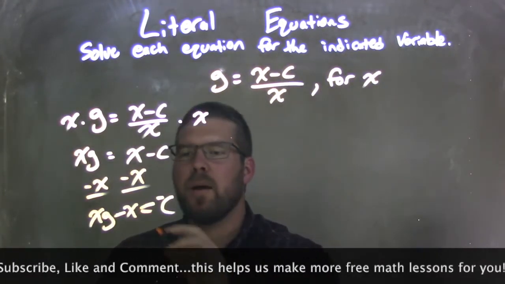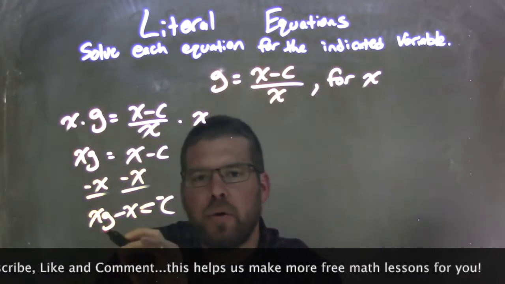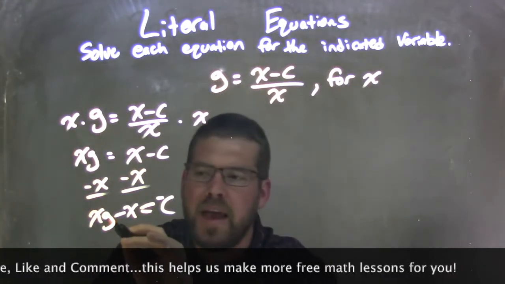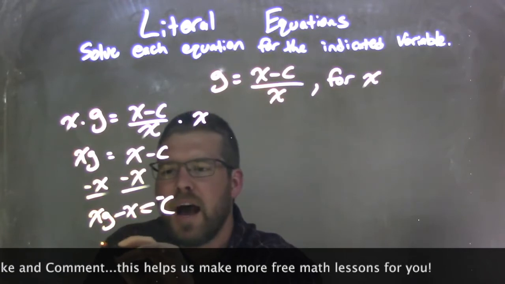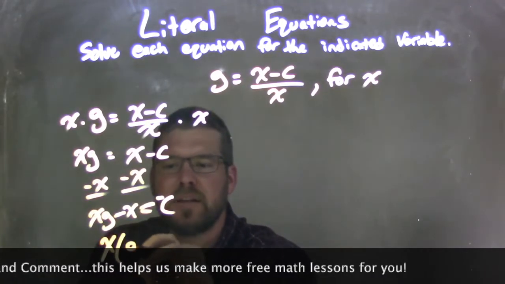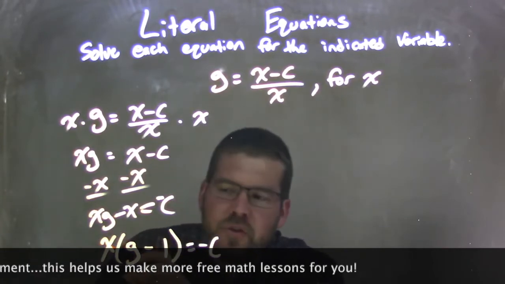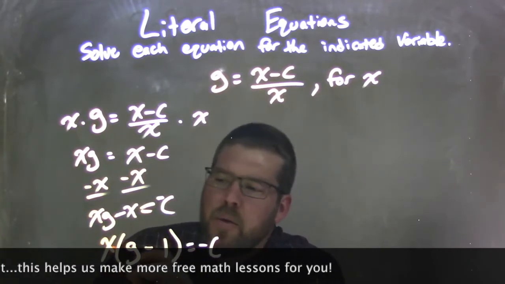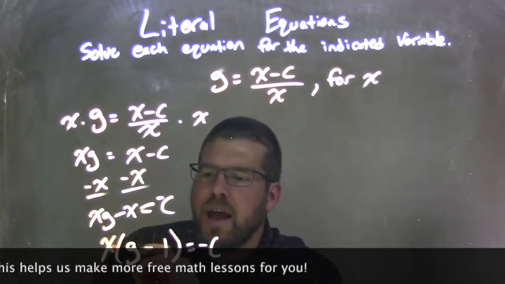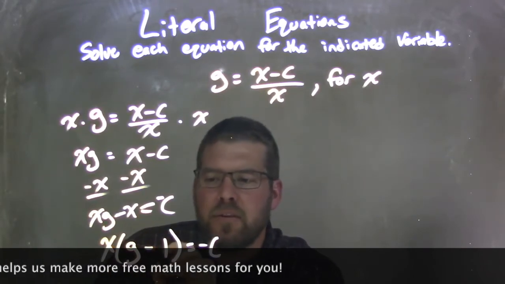Well, what happens if I can pull out an x from both parts? If I can pull out an x from both parts here, the x times g and the minus x, I'm left with x parentheses g minus 1 equals a negative c, right? So if I distribute that x back across, x times g was xg, and x times 1 is x, and there's a subtraction right there in between.